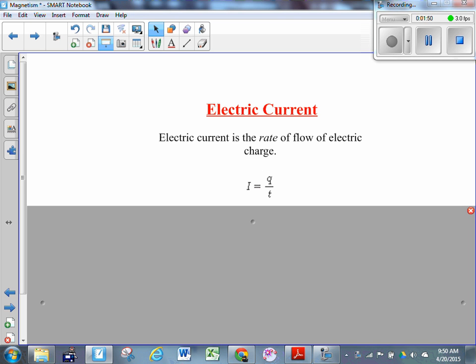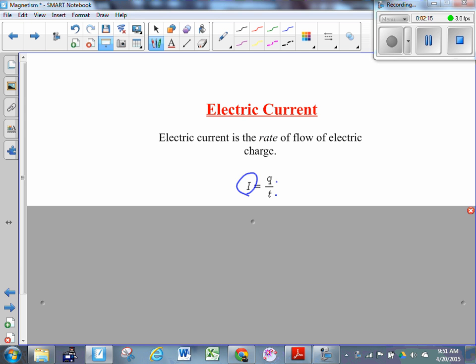Now, because it's the rate of flow of charge, we're going to say it's time on the bottom. Anything that's a rate is time on the bottom. The rate of change of position is velocity. It's d over t. The rate at which work is done is power. It's work over t. Anything that's a rate has time on the bottom. If it's a rate of flow of charge, then it's going to be charge over t.